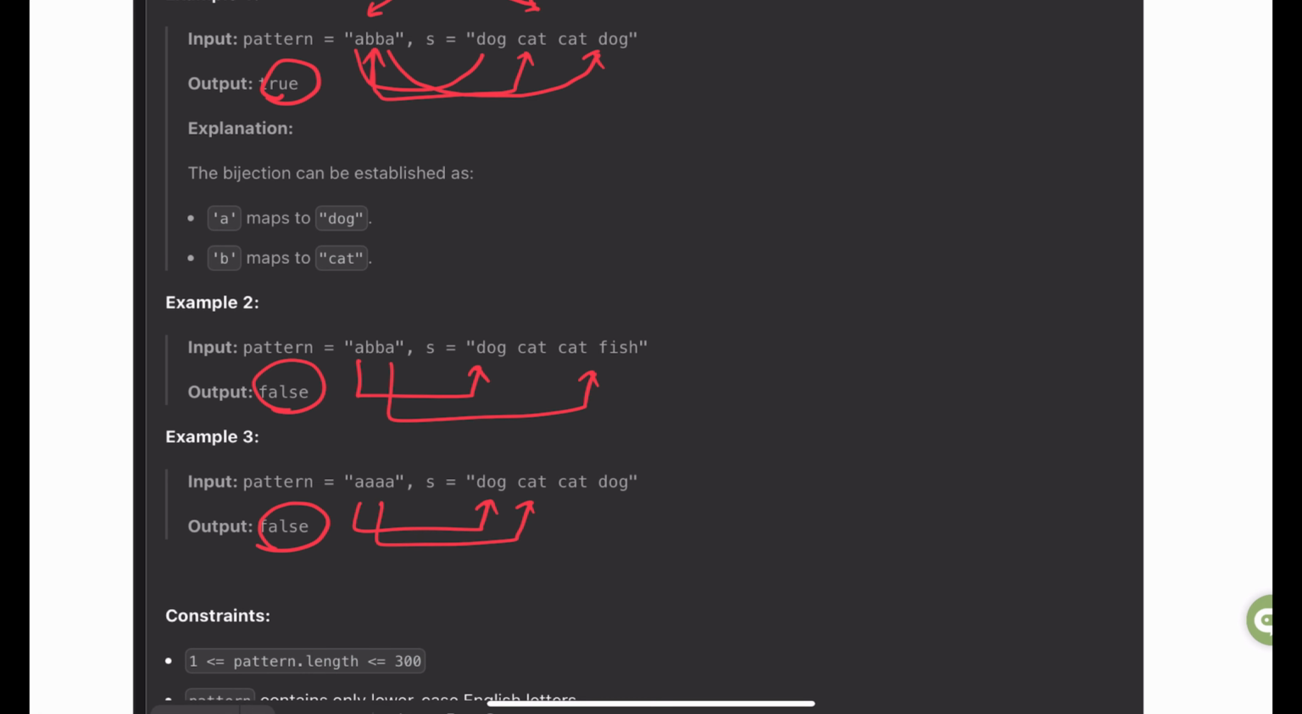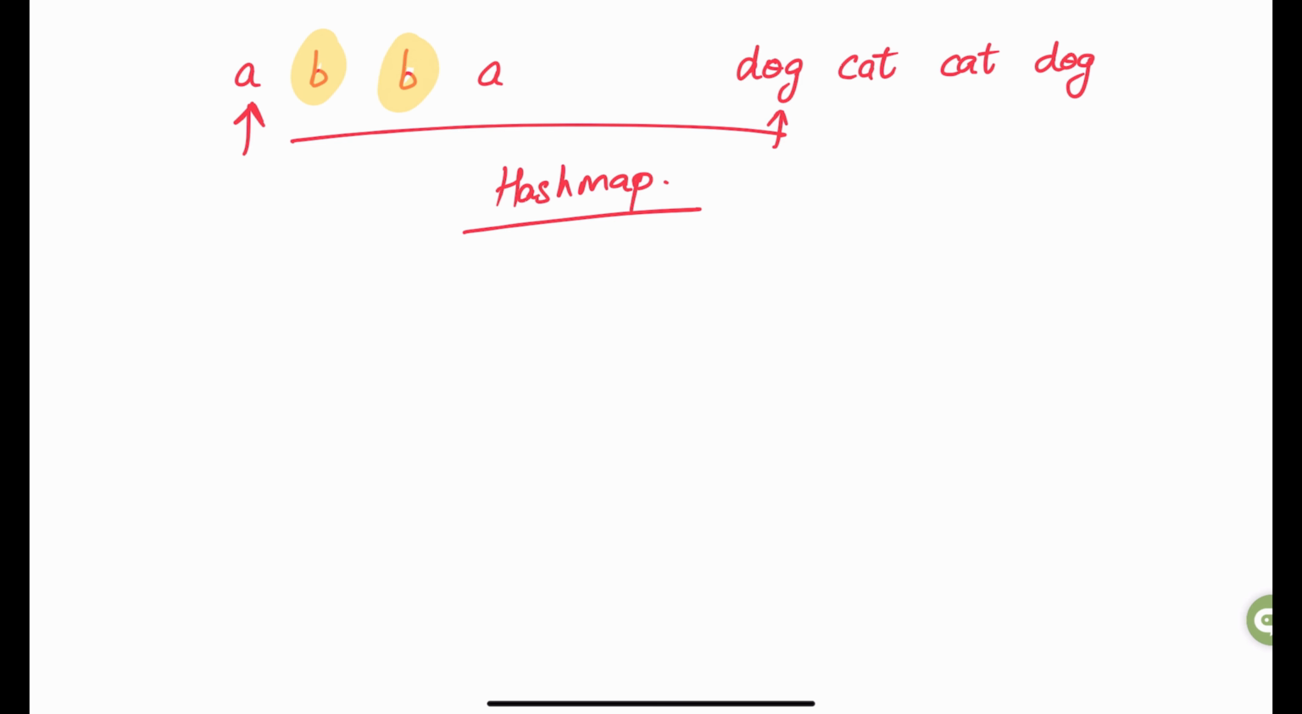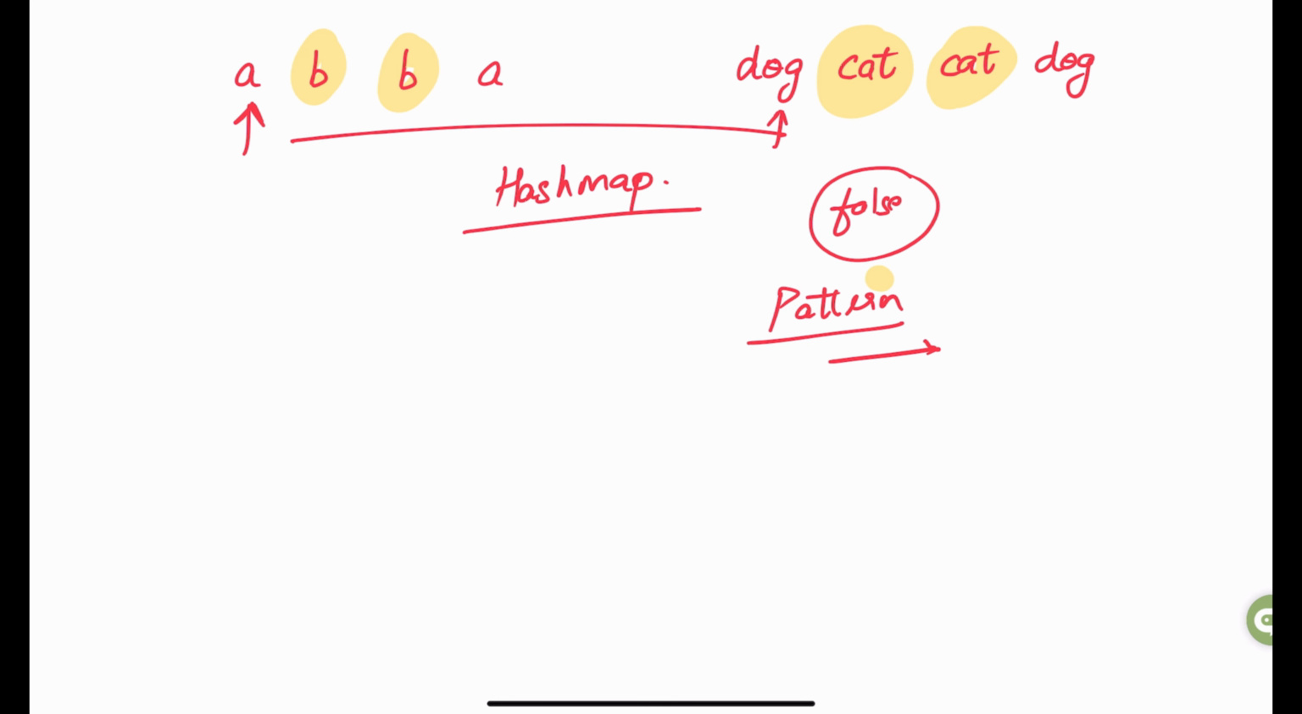I hope you were able to understand the problem statement. Let's switch to the whiteboard and discuss the potential solutions. One simple approach is using a hashmap, where we'll create a key value pair between the character and its corresponding word. During the iteration, if we encounter a word that does not match the corresponding value in the hash map, we'll stop the iteration and return false. If the pattern is not broken until the end of the iteration, we'll return true.